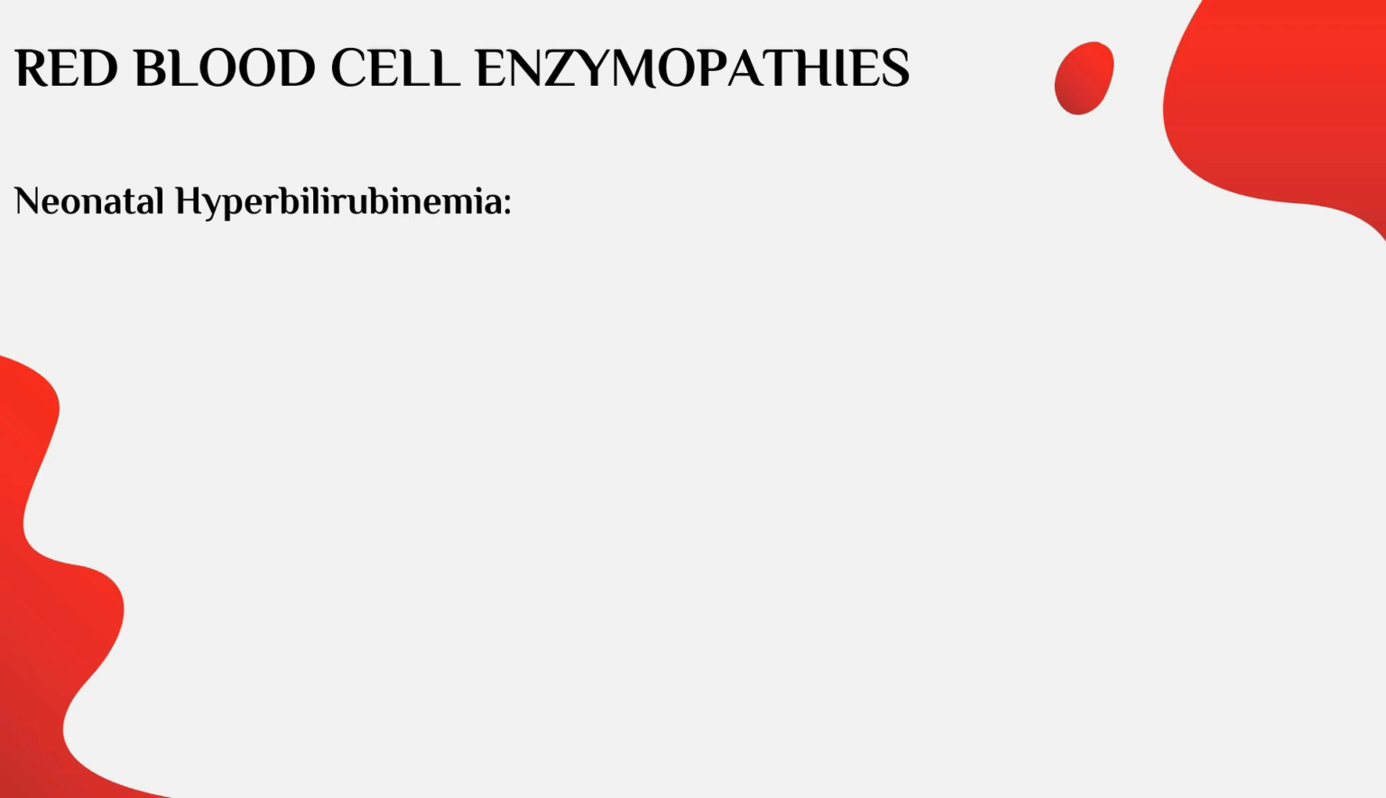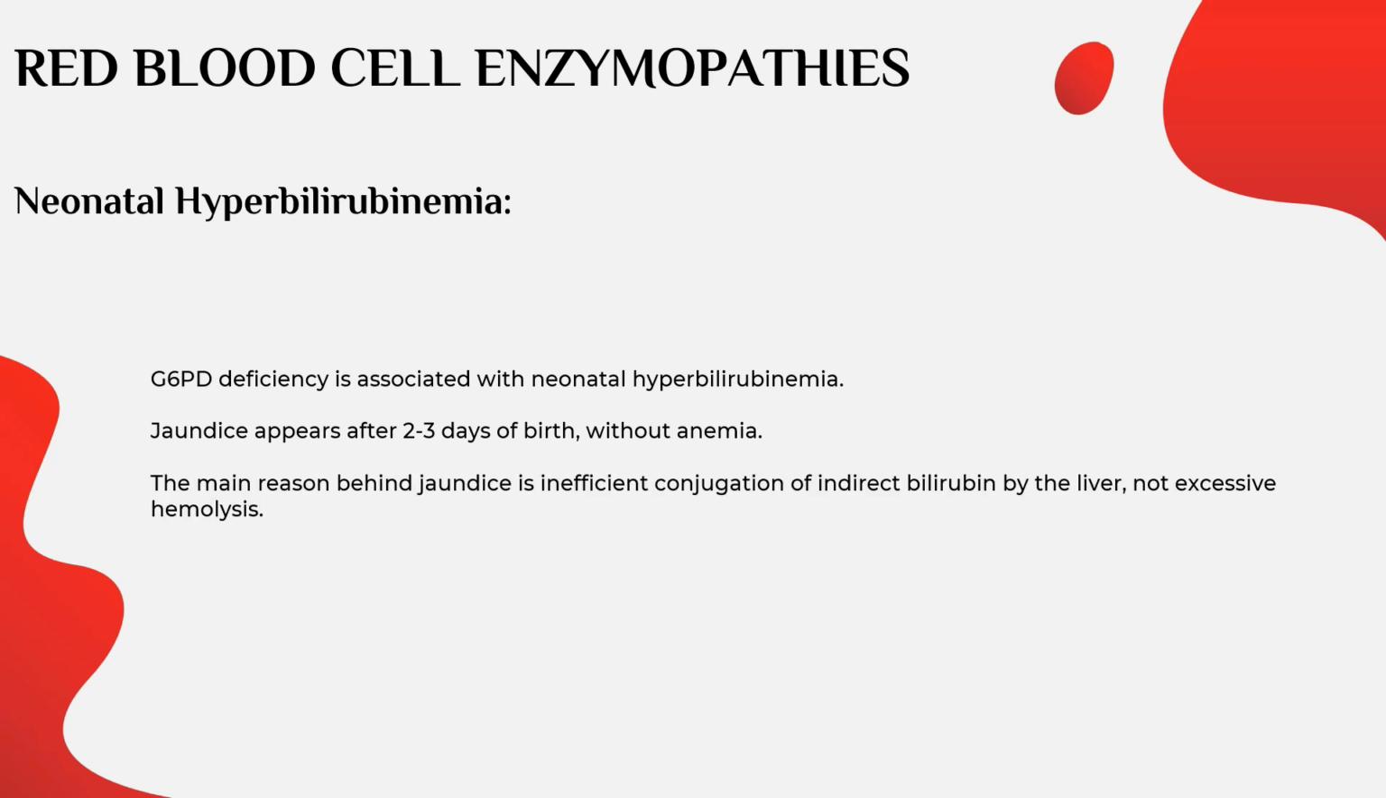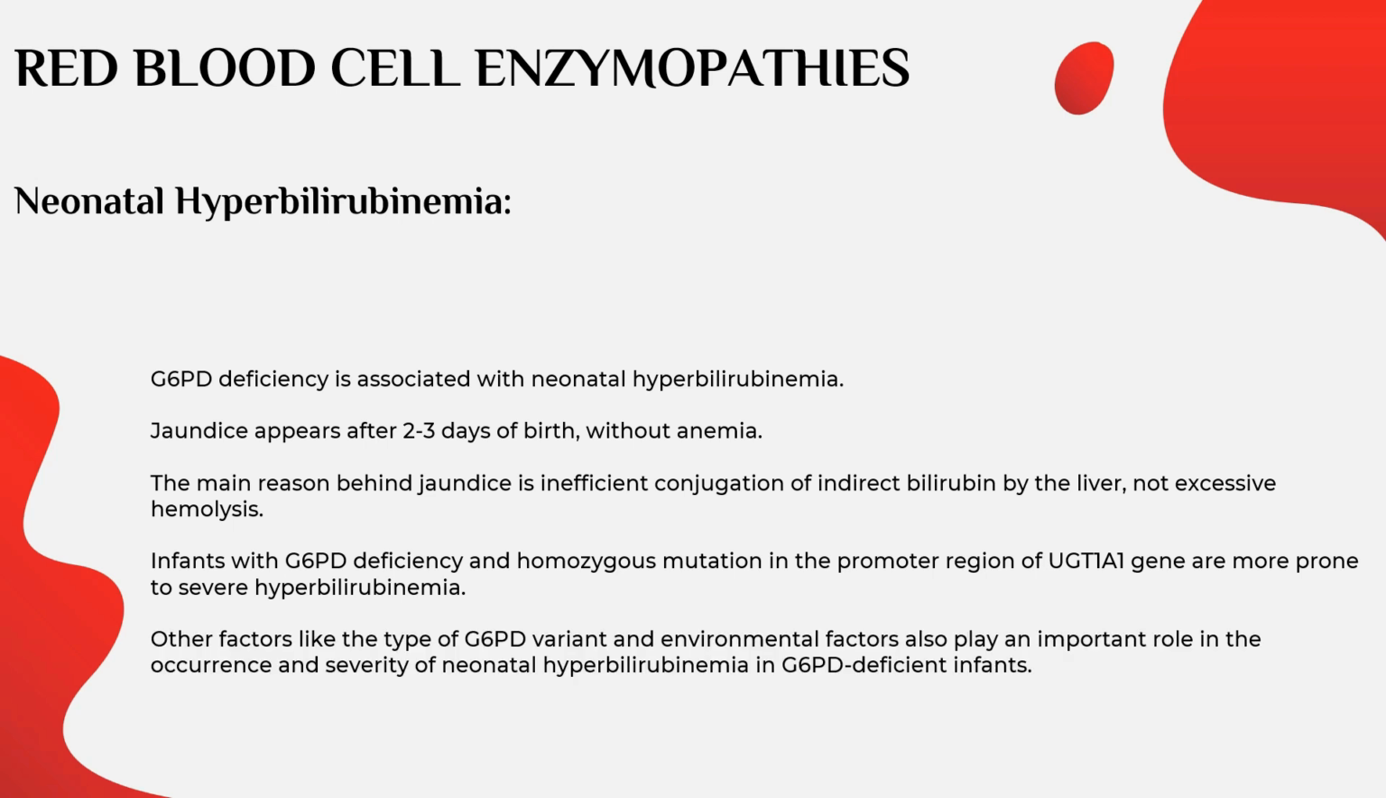Neonatal hyperbilirubinemia. G6PD deficiency is associated with neonatal hyperbilirubinemia. Jaundice appears after 2 to 3 days of birth, without anemia. The main reason behind jaundice is inefficient conjugation of indirect bilirubin by the liver, not excessive hemolysis. Infants with G6PD deficiency and homozygous mutation in the promoter region of the UGT1A1 gene are more prone to severe hyperbilirubinemia. Other factors like the type of G6PD variant and environmental factors also play an important role in the occurrence and severity of neonatal hyperbilirubinemia in G6PD deficient infants.